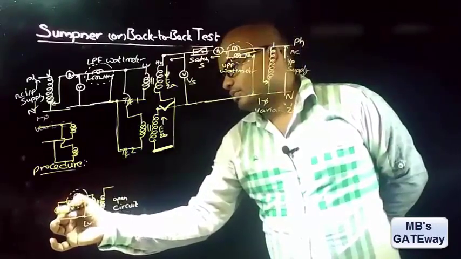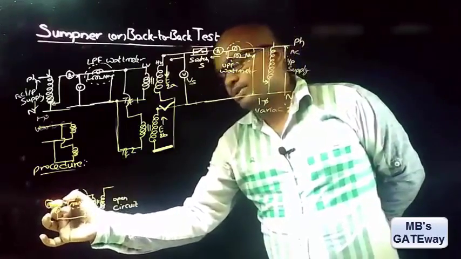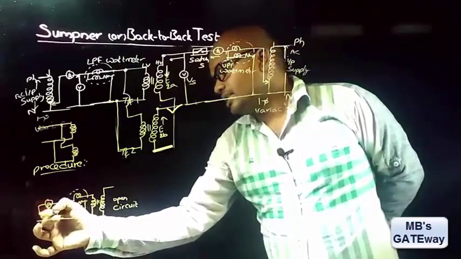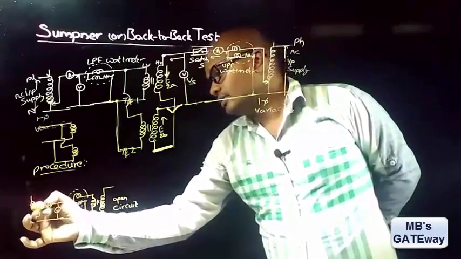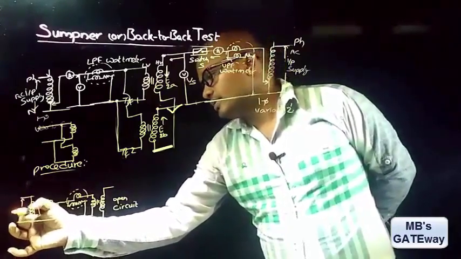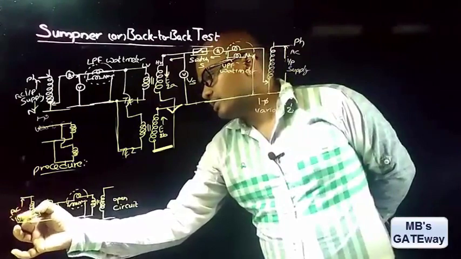And to measure the input voltage, voltmeter V. And to measure the input current, I0, ammeter A. And it is taking supply from a single phase auto transformer. This is the AC input supply.